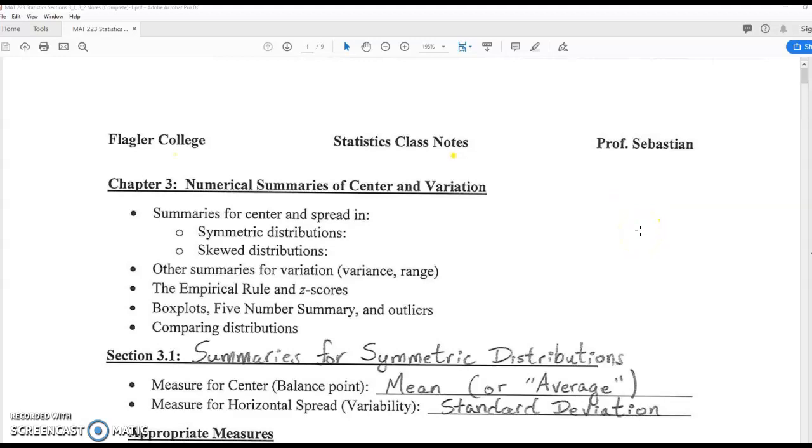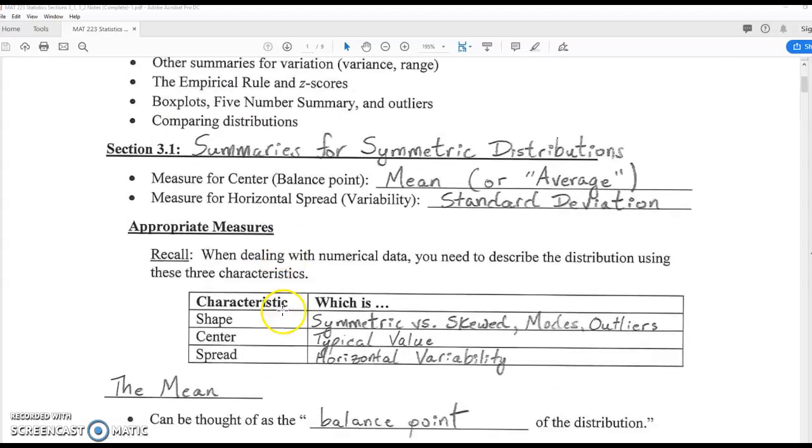In chapter 3 now, we're getting into numerical summaries of center and variation. Summaries for center and spread in symmetric distributions versus skewed distributions is one of the main topics of this chapter. Other topics include summaries for variation, including variance and range, then the empirical rule and z-scores, then box plots, the 5-number summary and outliers, and then comparing distributions.